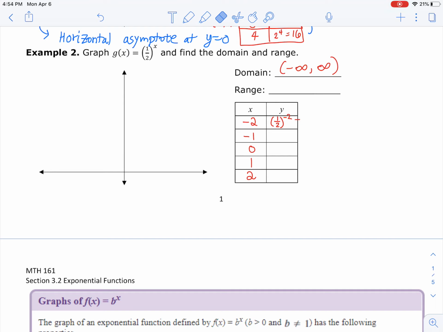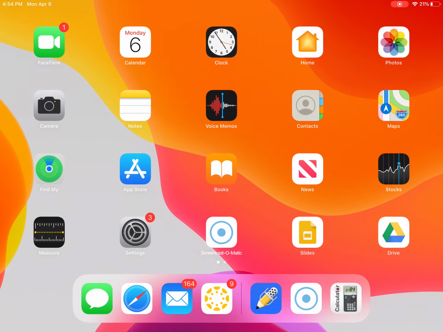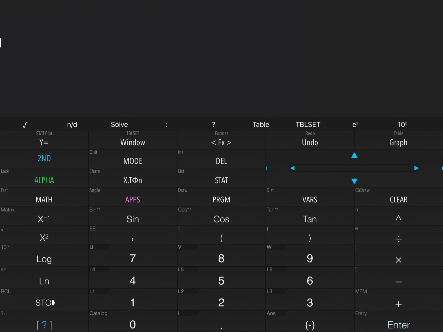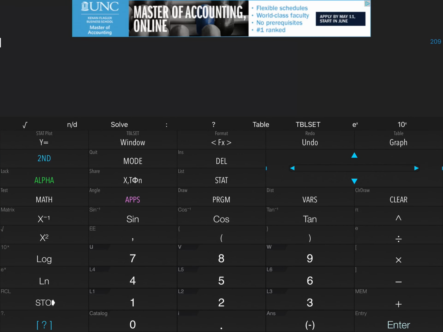Well, it can be a little bit messy. I mean, this is really 1 over 1/2 squared, right? Or if you just want to use the reciprocal rule, that's just going to be 2 raised to the positive half. That's just going to be 4.